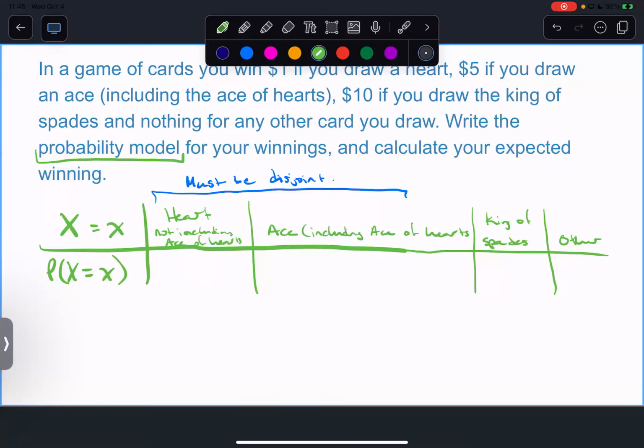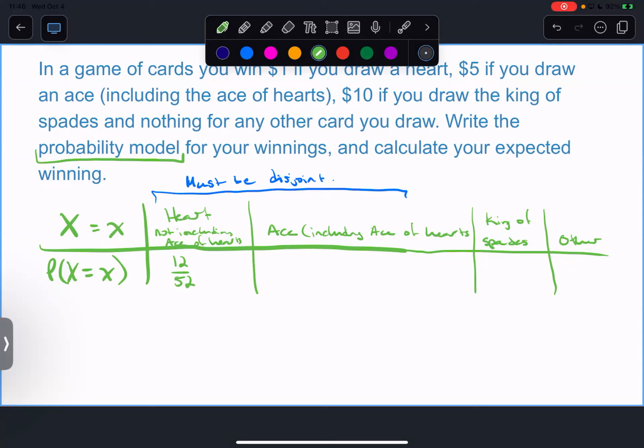We had to find the probability of all these things. Right. Then the probability of drawing a heart, but not including the ace of hearts. There are how many hearts? 13, yeah? 13, but then I take away the ace of hearts, leaving me with 12 out of 52 cards. Okay. That's the probability of drawing a heart that's not the ace of hearts. Okay.